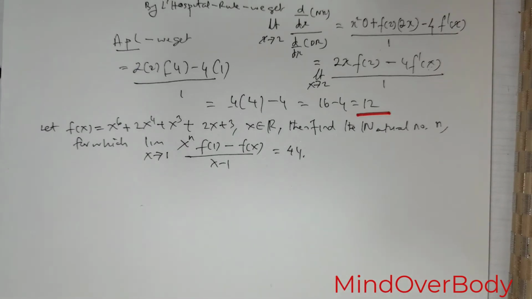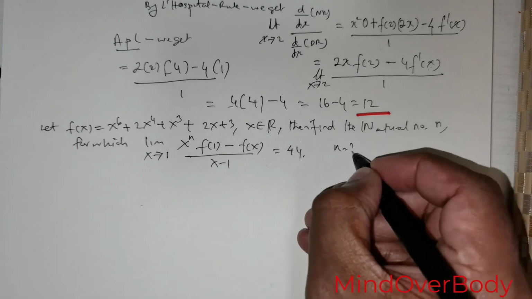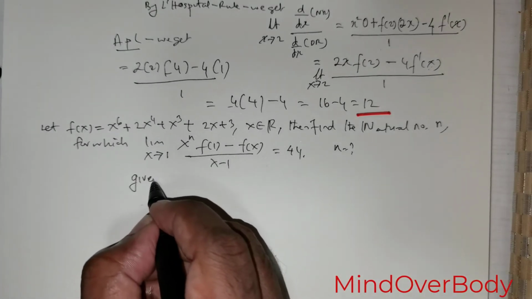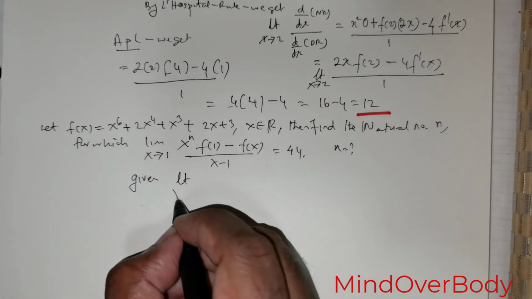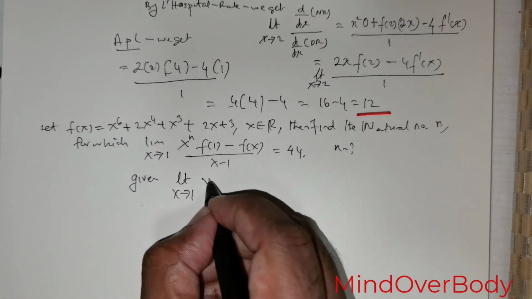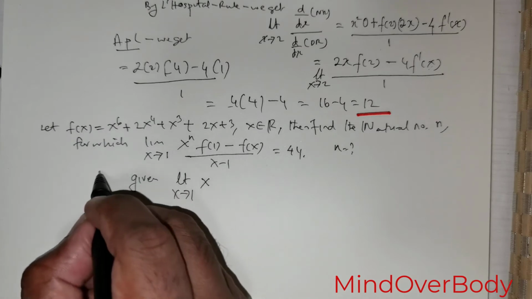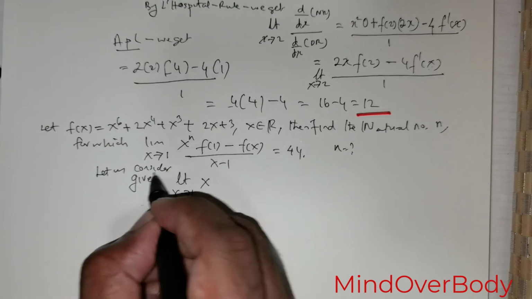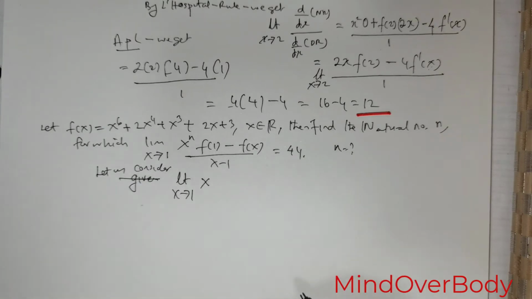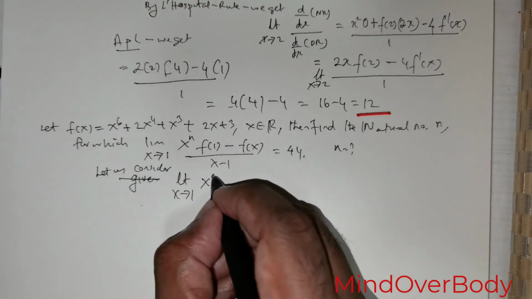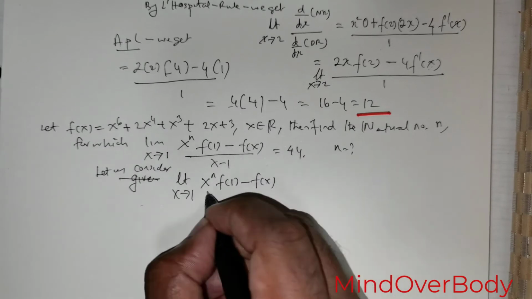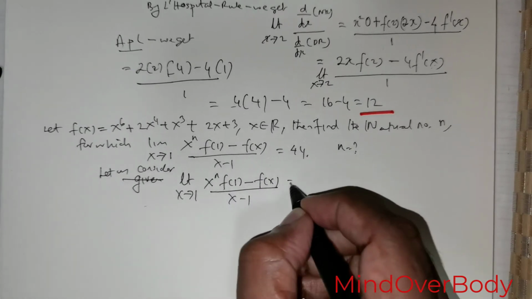So the objective is to find n. Okay, so let me just start off by writing what is given. Let us consider, I think that's a more appropriate word than "given", the limit as x tends to 1 of (x^n f(1) − f(x)) / (x − 1).